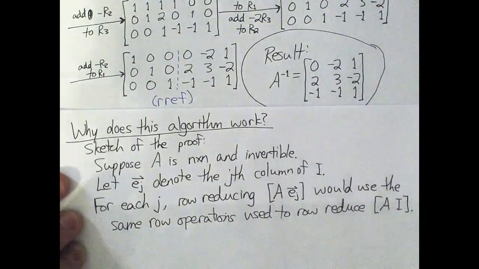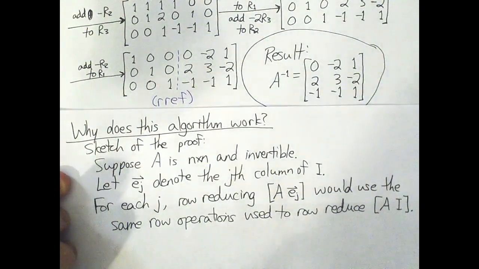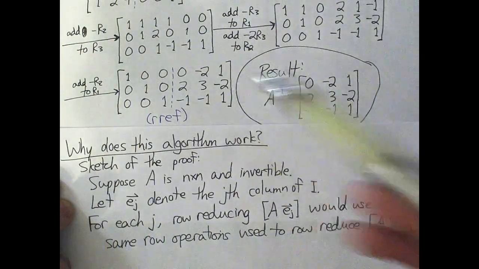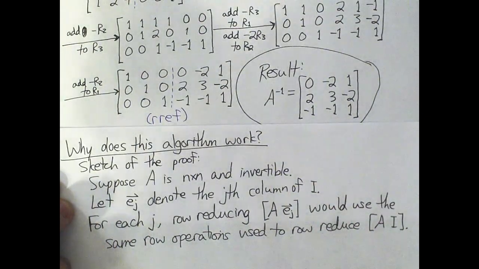Let me talk about that sentence a little bit. I'll just give you a chance to see it. The steps that we did, you know, add negative R1 to R3, add negative R2 to R3, whatever steps you chose to do. If you had set it up as just A and then one column of I, you would still wind up doing the same row operations. If you're trying to get it into reduced row echelon form, you'd still use the same exact row operations because it's really the A part of it that matters the most.